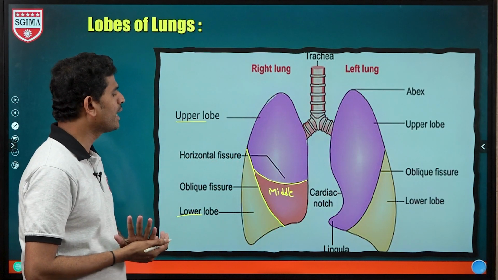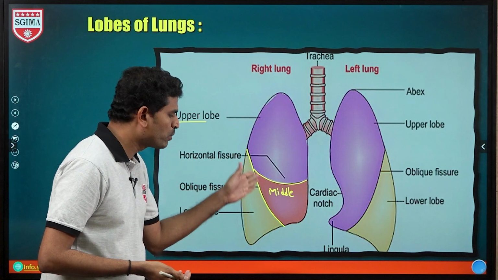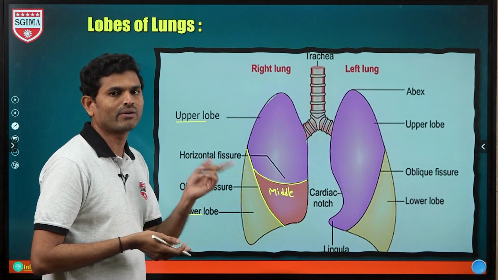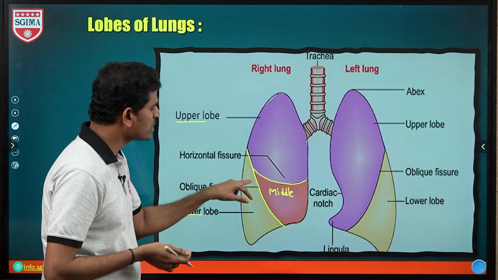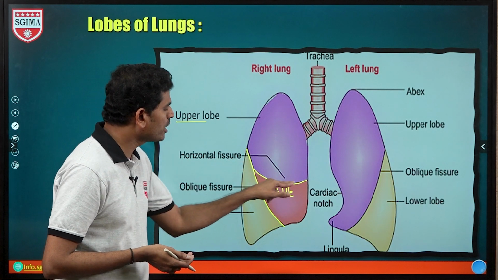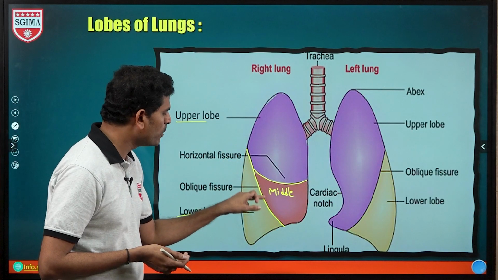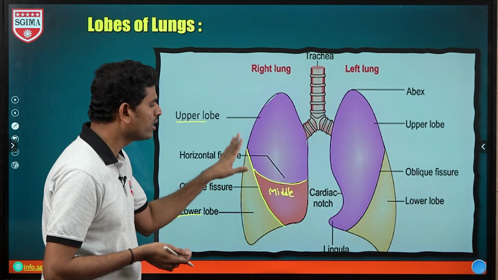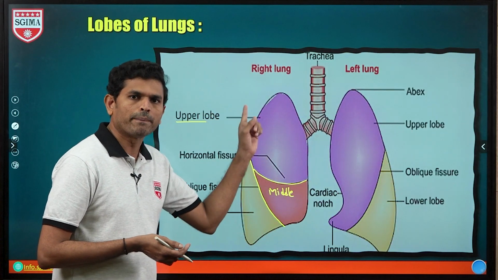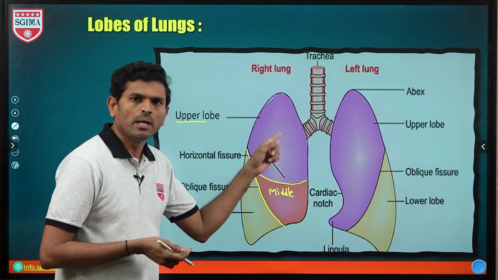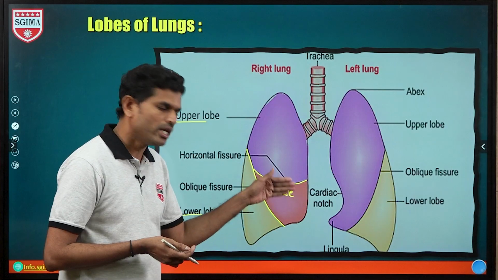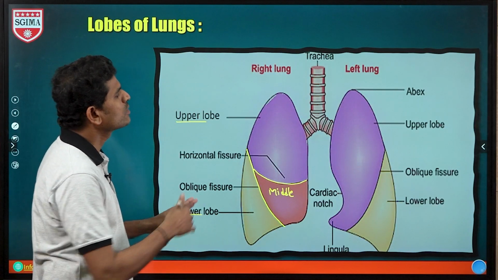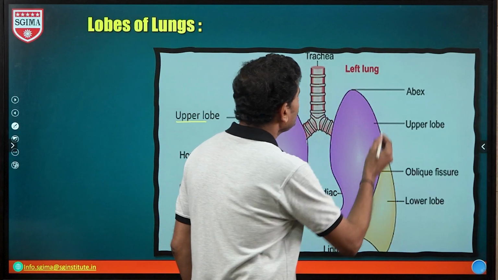So fissure बोले तो क्या है? Fissure means a deep groove which can divide anything into 2 parts. That is called a fissure. So here 2 fissures. One is a horizontal fissure and another one is oblique fissure. They divide the entire right lung into 3 lobes. Upper one जो है superior lobe, middle one जो है middle lobe, inferior one जो है lower lobe, that is inferior lobe. Okay, so next we can see the left lung.